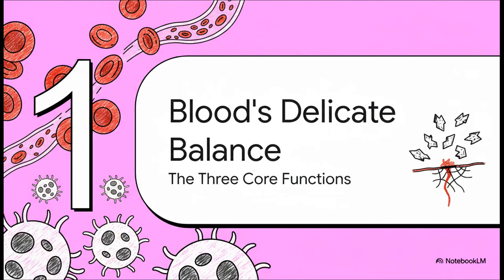All right, let's talk about blood's delicate balance. Think of your blood as this incredibly fine-tuned ecosystem. Its entire health hinges on this constant balancing act between three key players. You've got your red blood cells, they're the oxygen delivery trucks. Then you have your white blood cells, which are like the security guards defending against invaders. And finally, the platelets. They're the emergency repair crew, handling all the clotting to stop leaks.